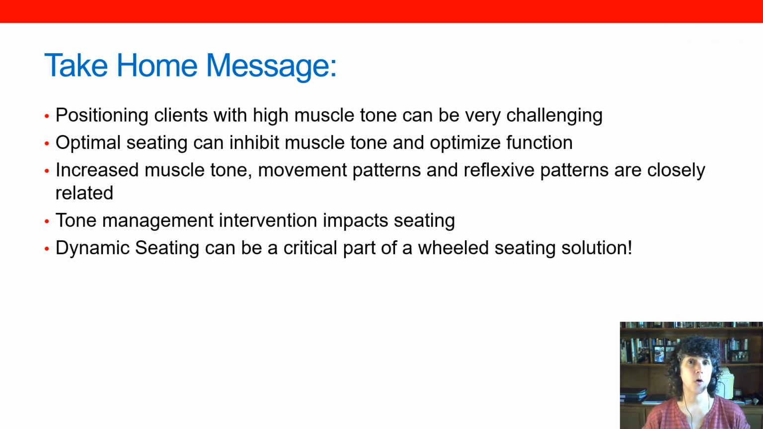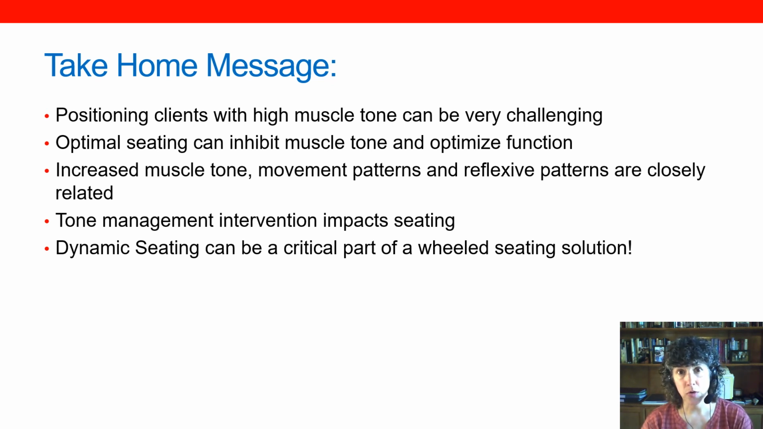So what is our take-home message? Well, in this second part of this series, we've talked about common positioning challenges and strategies to address those in people who have increased muscle tone. We know that positioning people with high muscle tone can be very, very challenging. Optimal seating can help inhibit muscle tone by finding a position that balances breaking up some of that tone, but still allowing someone to sit upright with whatever their potential is for trunk and head control. We also want to always enhance function, never take away from that.